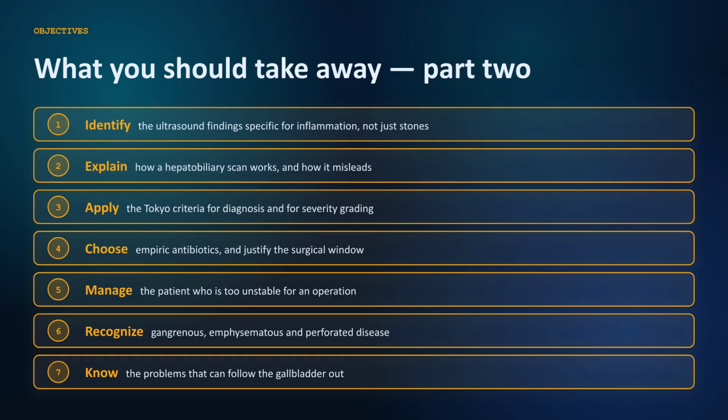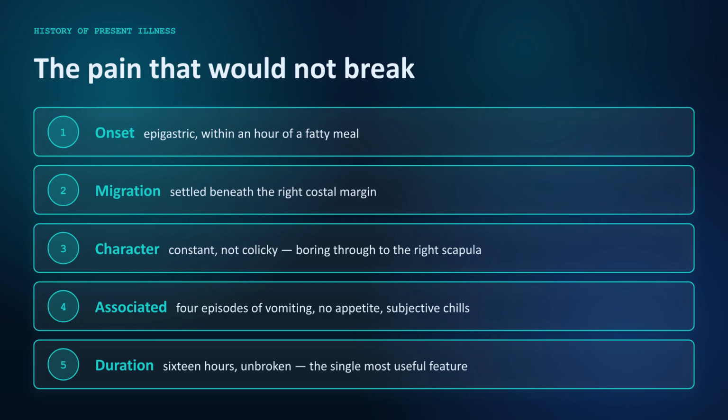12th, manage the patient who is too unstable for an operation. 13th, recognize gangrenous, emphysematous, and perforated cholecystitis. And 14th, know the problems that can follow the gallbladder out the door. And keep one thread running underneath everything, the acalculous version, because it reappears in almost every section we cover. Let us take the history properly.